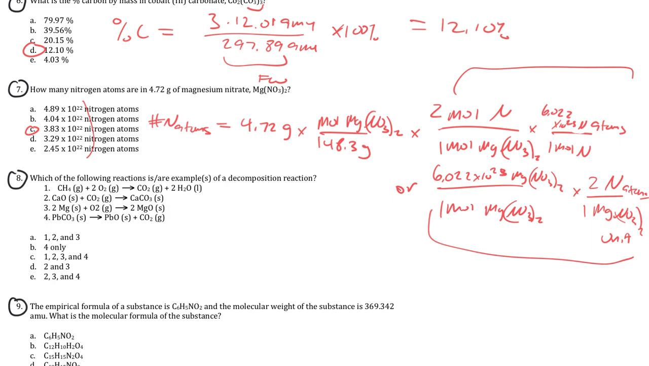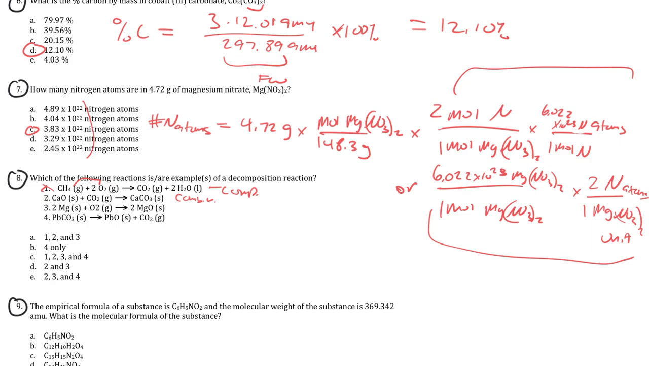Now, what's a decomposition reaction? A decomposition reaction is where we start with one reactant, turn it into 2 or more products. And if I look at the first reaction here, that's a combustion reaction. The first one's not a decomposition reaction because I have 2 things on the reactant side. So even though we're breaking down CH4, it's not considered to be a decomposition reaction. It's a combustion reaction. 2 is what would be best called a combination reaction.